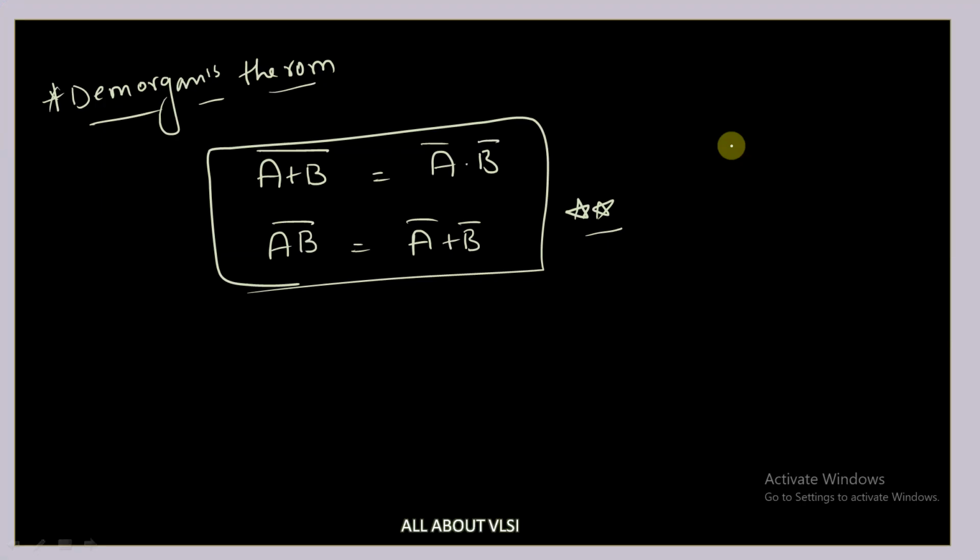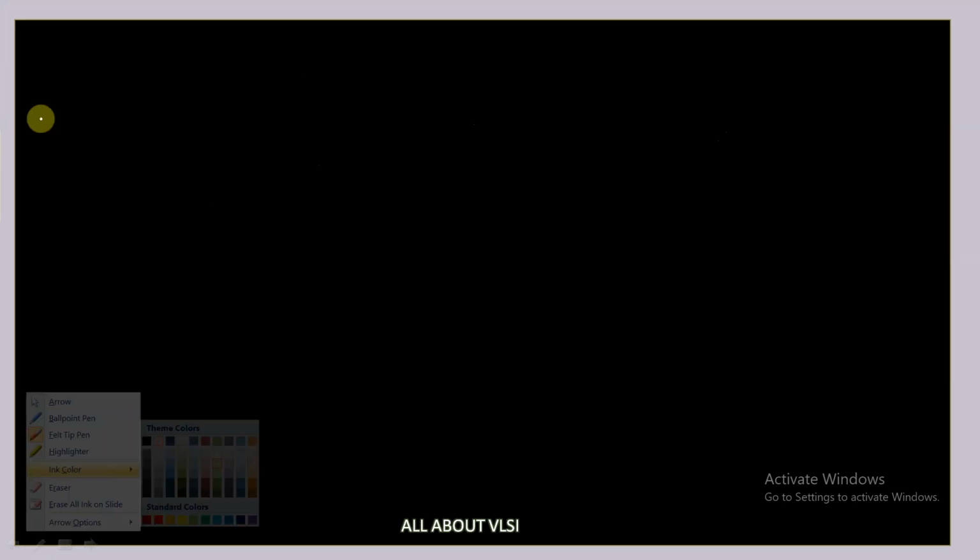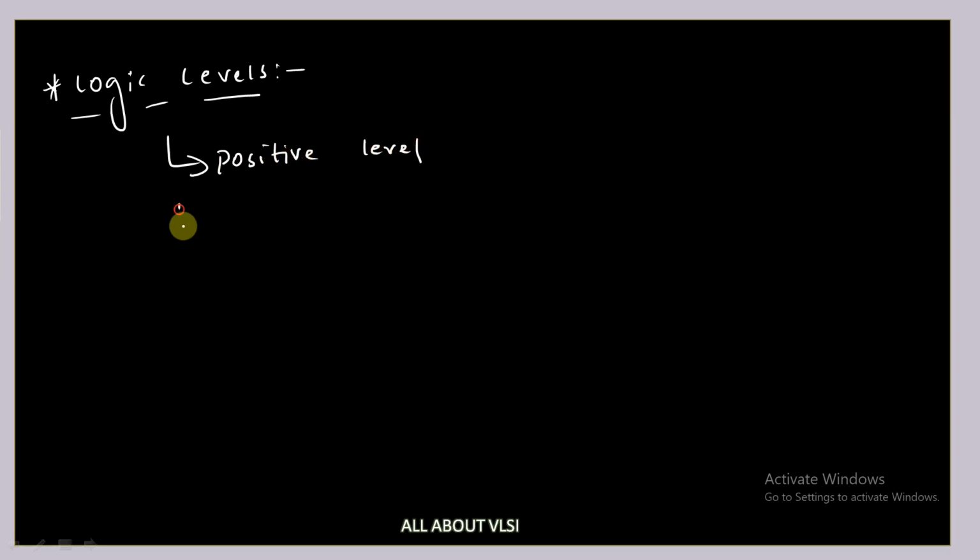Now we have to understand one more important point here, which is logic levels. Let us try to understand these logic levels. What are these logic levels? How are they going to be used? These logic levels are divided into two types. One is positive level and the second one is negative level.